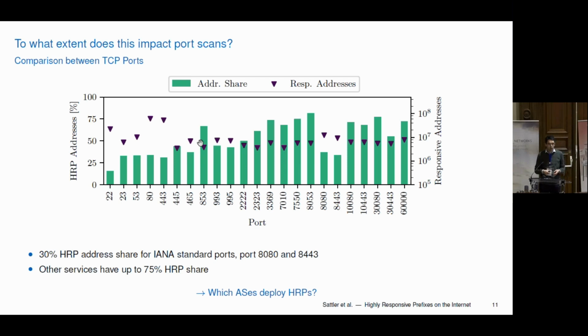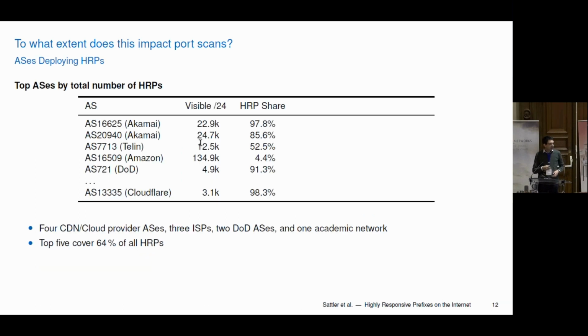When we saw this result, we were interested in who deploys such HRPs. For this, we looked at the ASes. This is a table ordered by the number of HRPs observed by us over all ports. The top 2 spots are taken by Akamai with two different ASes. For Akamai, we see a bit more than 20,000 /24s, and nearly all of these are also highly responsive.